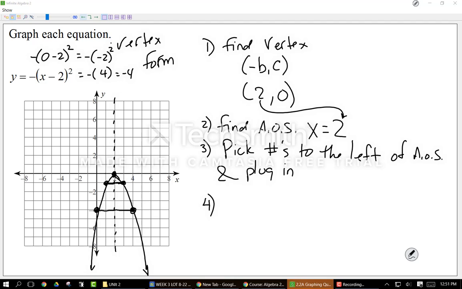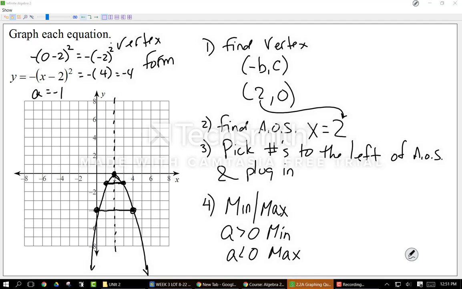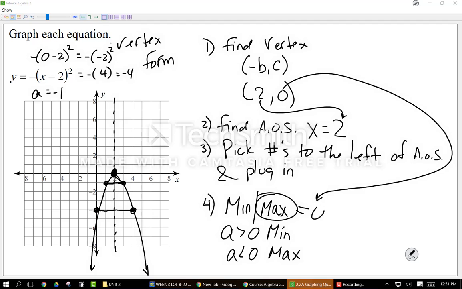Step 4. Remember, I need to find if it's a min or a max. How do we do that? Remember, if A is greater than 0, it's a min. Is A greater than 0? What is A? A in this case is negative 1. That's not greater than 0. So when A is less than 0, it's a max. So our answer is a max, because the vertex right here is the highest point it can be on the graph. That's why it's a maximum. What's the value? Remember, the value is whatever the y-coordinate of the vertex was. The y-coordinate was 0, so my max value is 0.